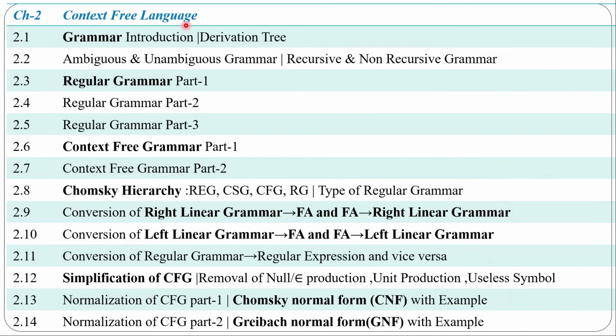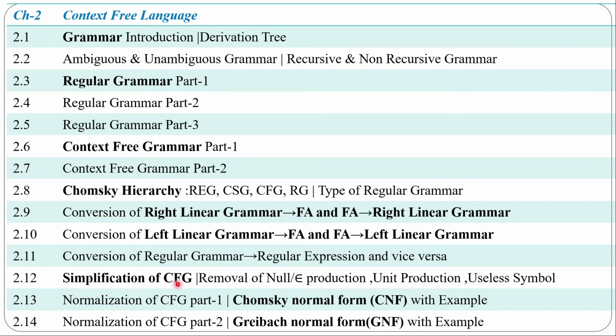Next, chapter 2, context-free language. 2.1 is grammar introduction. 2.3 is regular grammar. I discussed different regular grammars. 2.6 is context-free grammar. Then 2.8 is Chomsky hierarchy. I discussed different types of grammar structure. Then 2.9 is right linear grammar to finite automata and finite automata to right linear grammar conversion. 2.10 is left linear grammar to finite automata and finite automata to left linear grammar conversion.